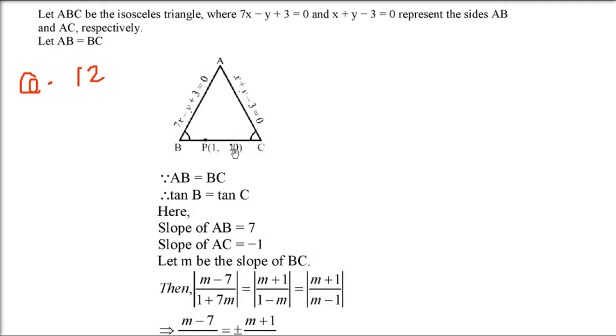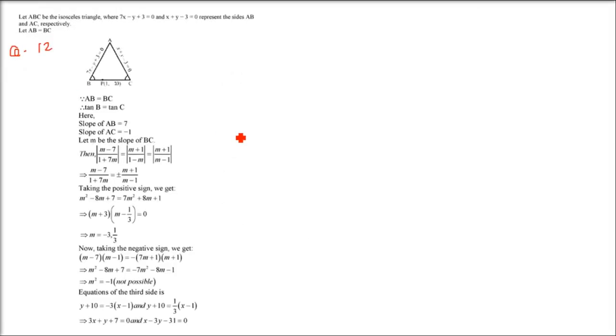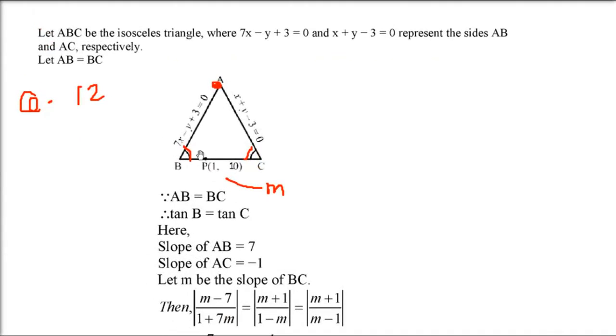Since the angles are equal, the slopes are equal in magnitude, but one will be positive and one will be negative, because the angle is always taken from the positive x-axis, and m is simply tan alpha. If we want the equation of BC, if we get a slope m and it passes through (1, -10), we can get the equation of BC.